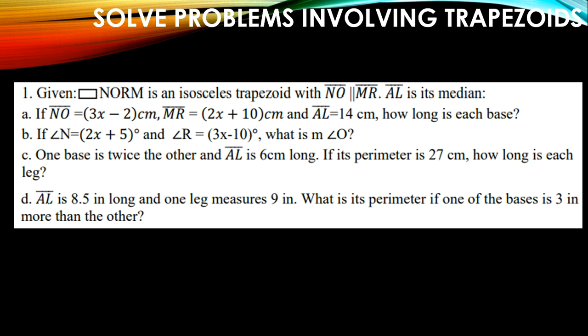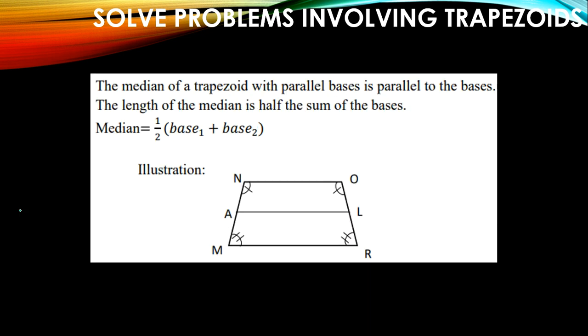And letter D, AL is 8.5 inches long and one leg measures 9 inches. What is its perimeter if one of the bases is 3 inches more than the other? So these are the 4 questions that we are going to discuss and solve. Before we go to the solutions of each of the following problems, let's have the review about the median.